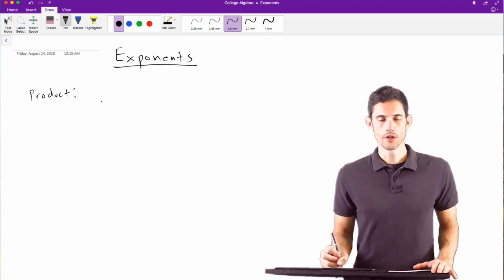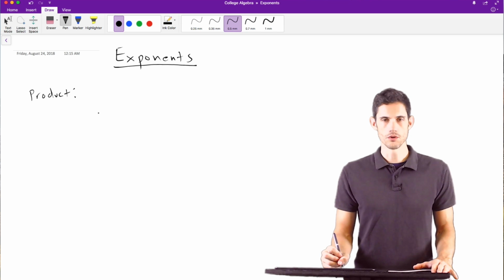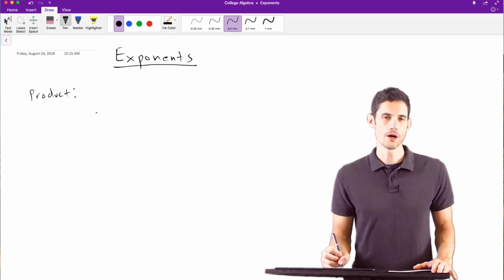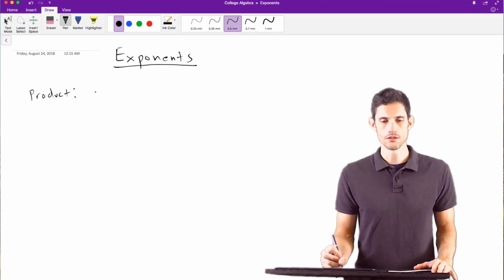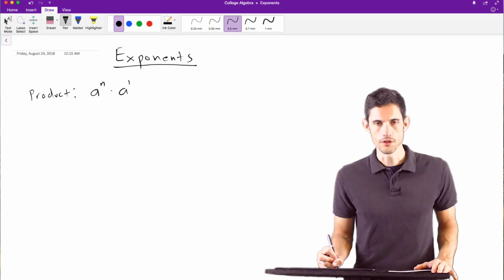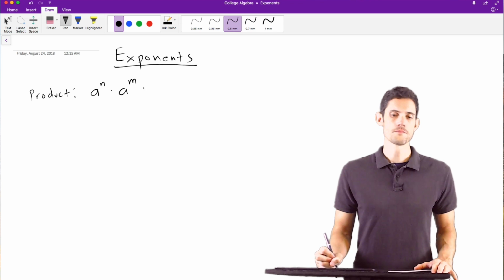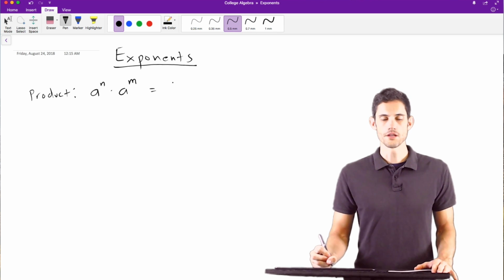This rule comes into play when you have the same number being raised to two different powers and being multiplied together. So if I have some number a raised to the power n times that exact same number a, but raised to a different exponent m, in this case I can just add the exponents together.